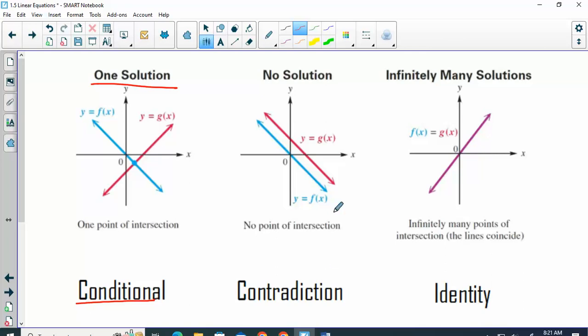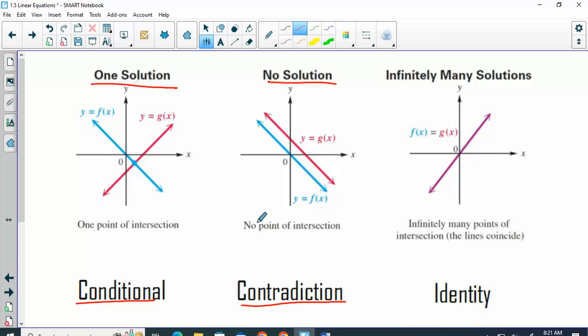If you solve it and like what we just got, there was no solution, that means it is a contradiction. On those, we will now, instead of just writing no solution, we will say no solution, contradiction. That is the type of equation. There is no value of x that would make it true. If you are looking at the graphs, that means those are parallel lines. They never meet.